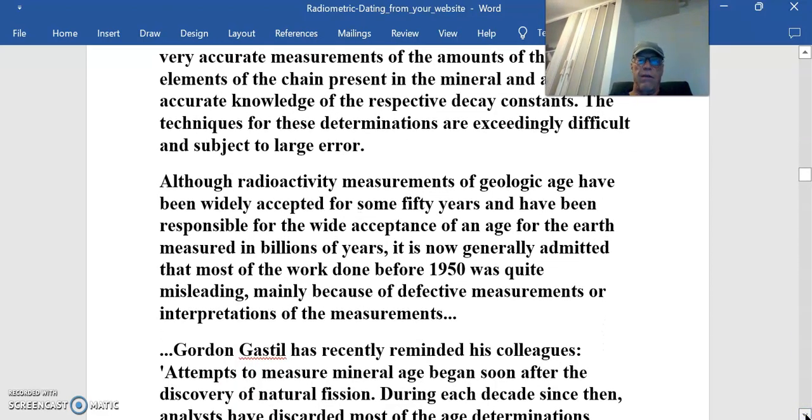Although radioactivity measurements of geologic age have been widely accepted for some 50 years and have been responsible for the wide acceptance of an age for the Earth measured in billions of years, it is now generally admitted that most of the work done before 1950 and on up to the present age was quite misleading, mainly because of defective measurements or interpretations of those measurements.